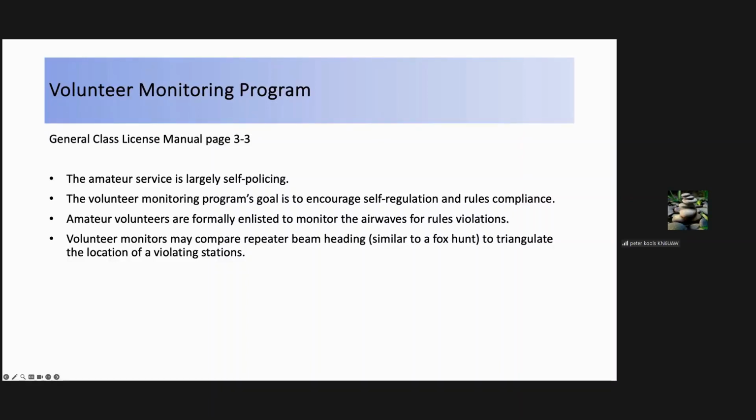And then there's a question about triangulating the location of a violating station. So I think we've talked about fox hunting in other situations, but essentially 2 or 3 people get together and you triangulate using beam antennas to find out the location of a third-party transmitter.